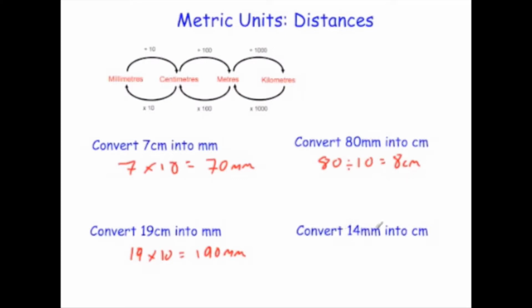And finally, 14 millimeters. So again, to go from millimeters to centimeters, you divide by 10. So we're going to do 14 divided by 10. And 14 divided by 10 is 1.4. So the answer would be 1.4 centimeters.